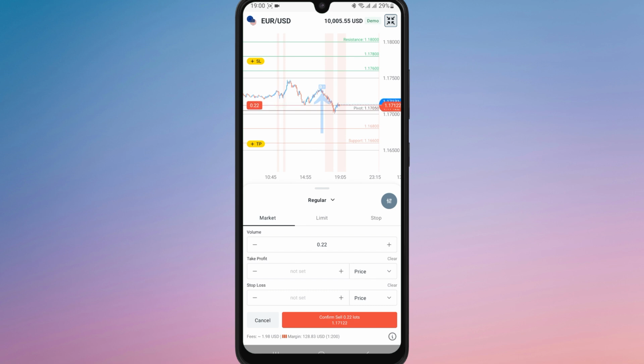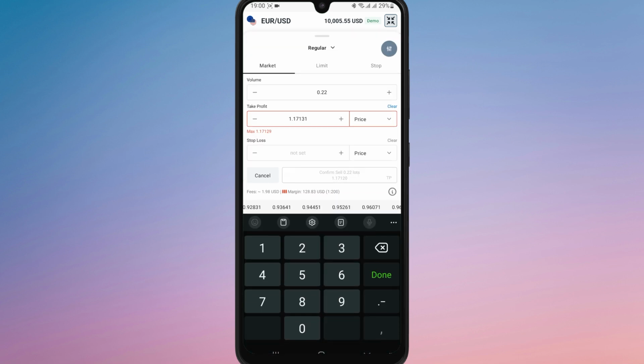lock in profits. You can set the take profit price above or below the current market rate depending on whether you are placing a buy or sell order. This helps you secure profits automatically without having to monitor the trade constantly.